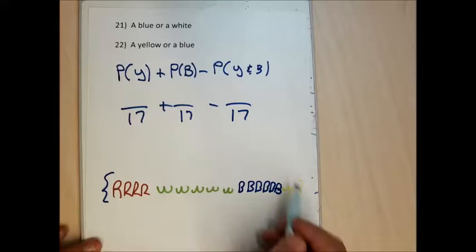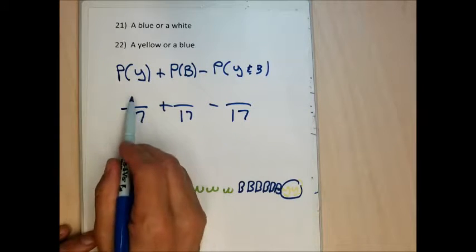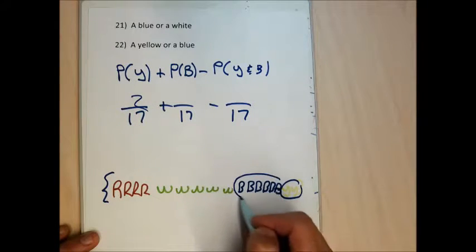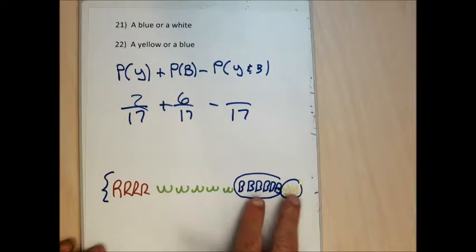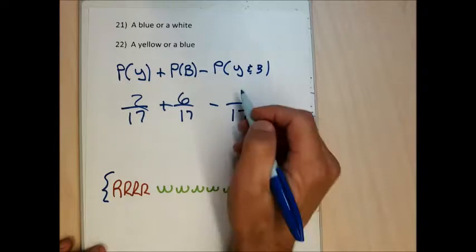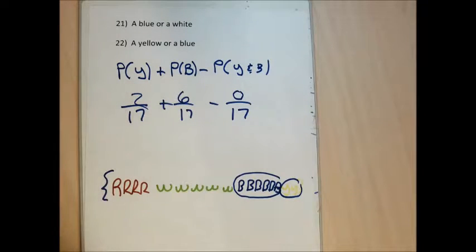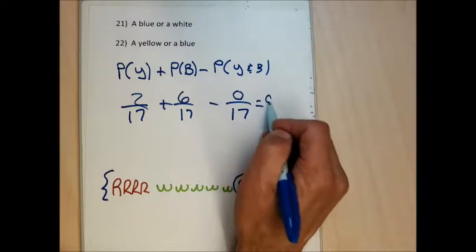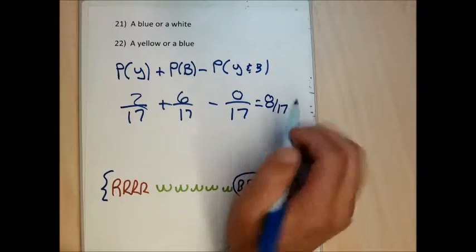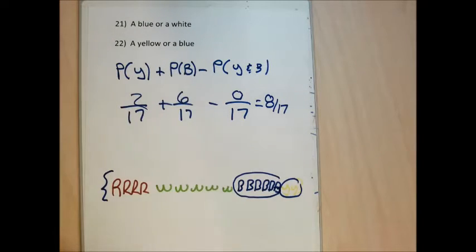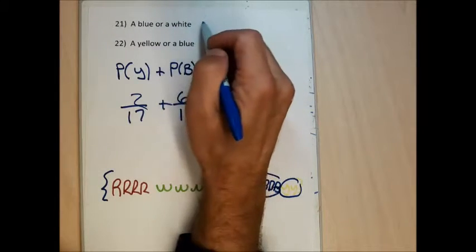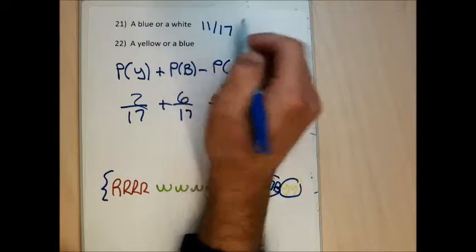And for my yellow, I'm going to put a 2 in the numerator for the 2 yellows. For my blues, I'm going to put a 6 in the numerator for the 6 blues. And because these circles don't overlap, I'm going to put a 0 in for the and probability. And my answer for this is going to be 8 and 17. These are mutually exclusive events. You can't get one marble. If you get a yellow, you can't get a blue. If you get a blue, you can't get a yellow. For your problem 21, I write 11 and 17 as my answer.